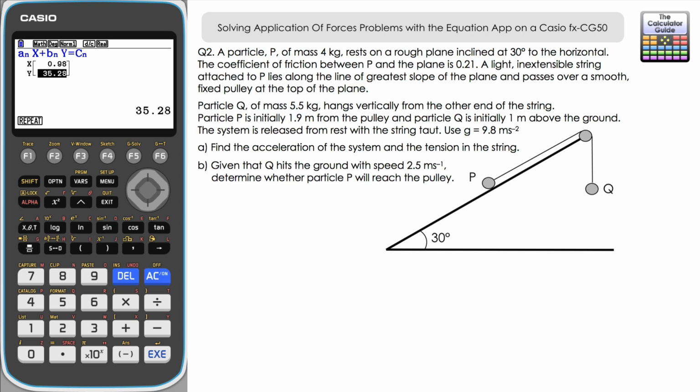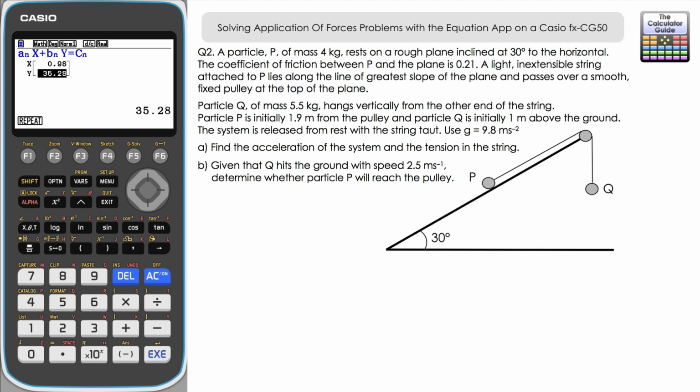Particle P of mass 4 kilograms rests on a rough plane inclined at 30 degrees to the horizontal. The coefficient of friction between P and the plane is 0.21. A light inextensible string attached to P lies on the line of greatest slope of the plane and passes over a smooth fixed pulley at the top of the plane. So we know that the tension is going to be the same throughout the system from that line there. Particle Q of mass 5.5 kilograms hangs vertically from the other end of the string. Particle P is initially 1.9 meters from the pulley, and particle Q is initially 1 meter above the ground.